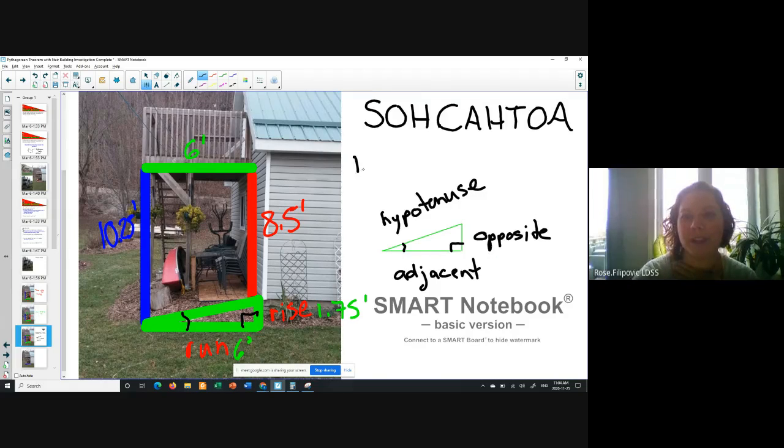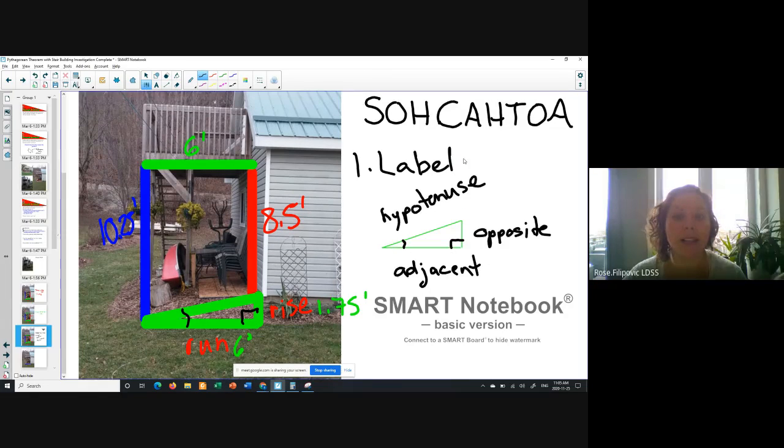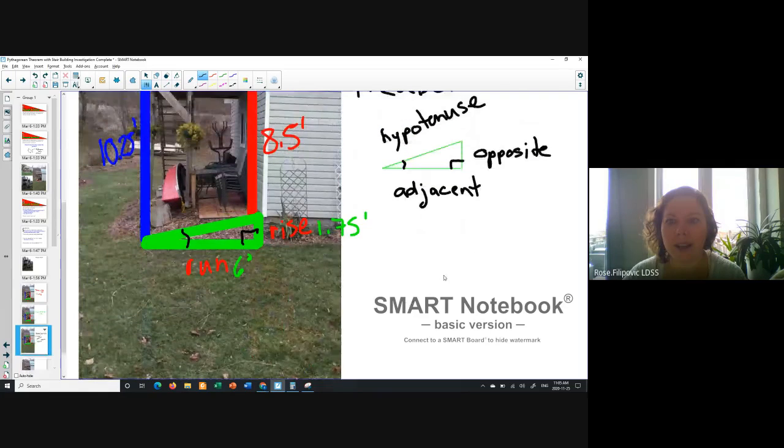So the first thing we want to do is label. Wouldn't it be CAH? Like SOH CAH TOA, so it'd be the CAH. Well, let's look at that. So what do I need to do? I need to extend my page so we can have a look.